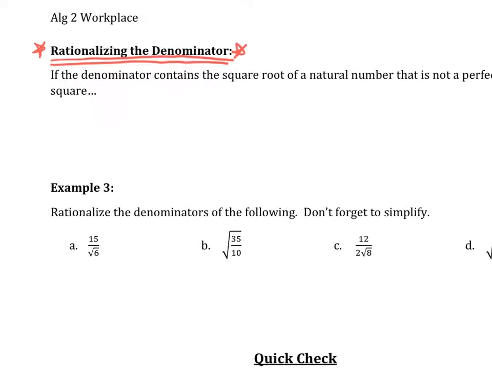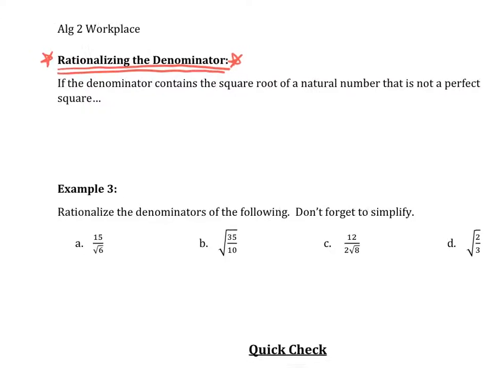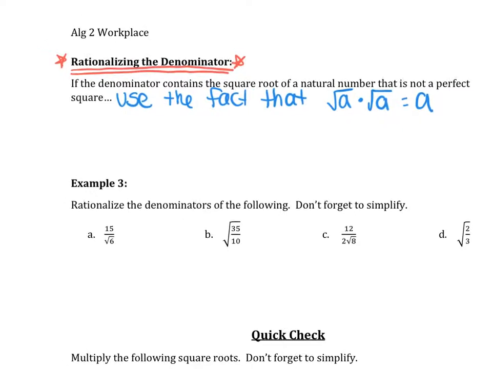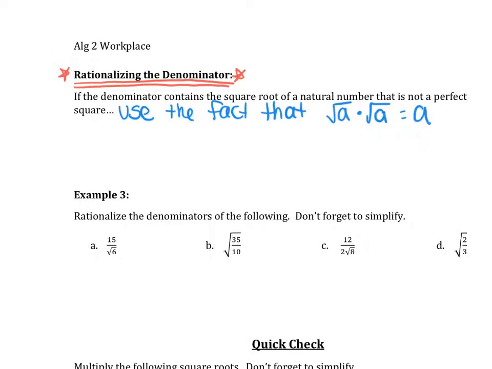And basically, if the denominator contains a square root of a natural number that's not perfect, meaning you couldn't evaluate it and you still had that square root down there, then we're going to use the fact that when we take the square root of a number times the square root of that same number, it just equals that number. Which, saying it like that makes it not sound like a thing, so I'm going to show you an example. So if we had like the square root of 3 times the square root of 3. We could use our product rule and say that's the same as the square root of what if we multiply?